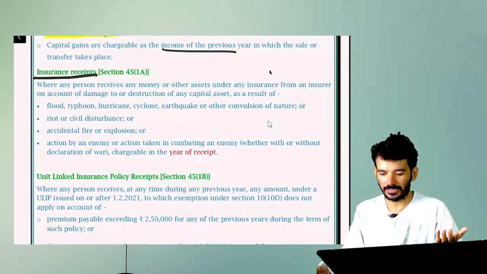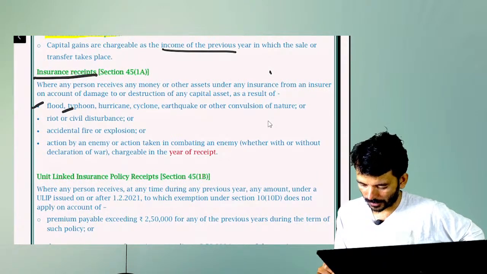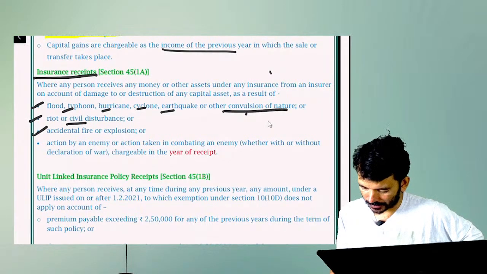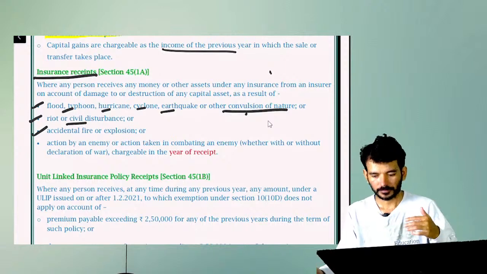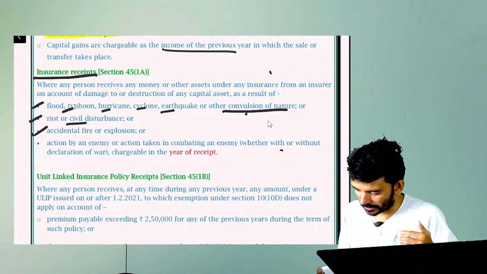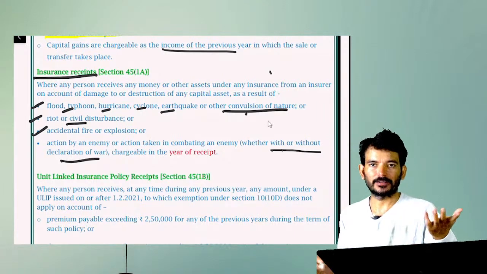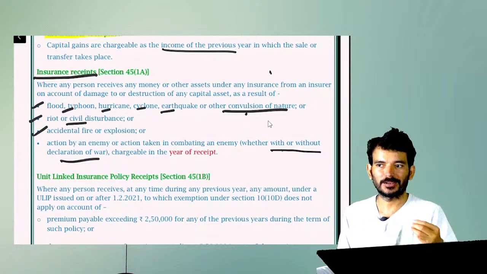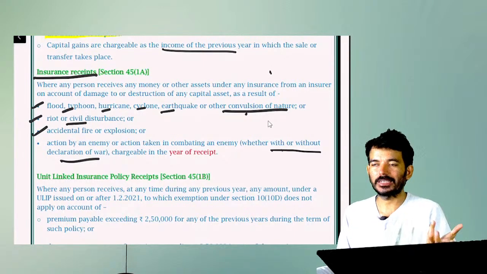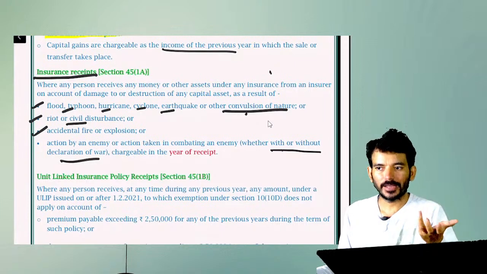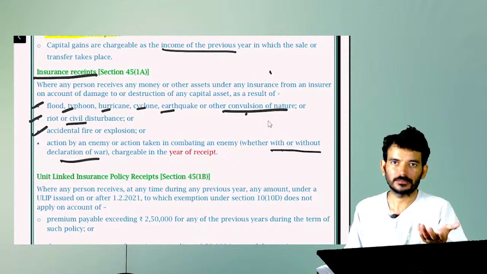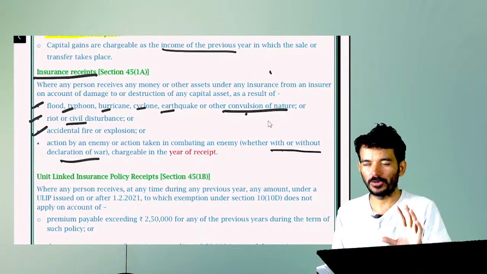insurance receipt, like whenever there is any destruction because of flood, typhoon, hurricane, cyclone, earthquake, or any calamity, riot, civil disturbance, accidents, anything like that, civil war. Okay, whether with or without declaring the war. So like without declaring the war, only assuming our neighboring countries are throwing bombs on a particular state. You can say that that is also a kind of enemy action, because of which you are losing something like property, land or something, you will lose it.